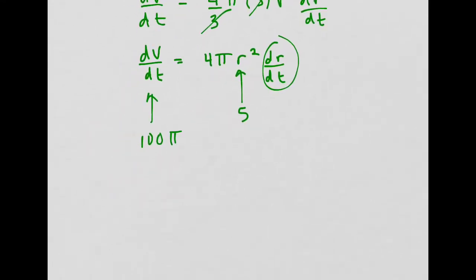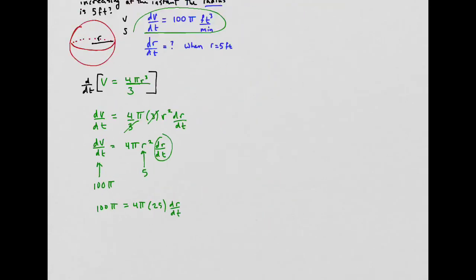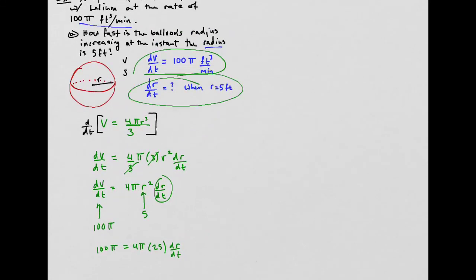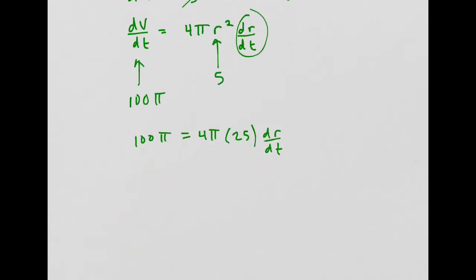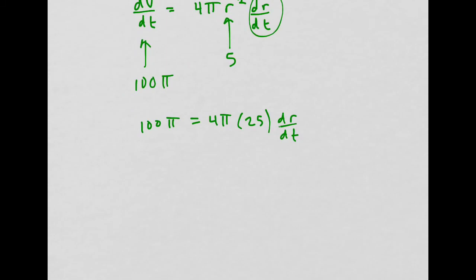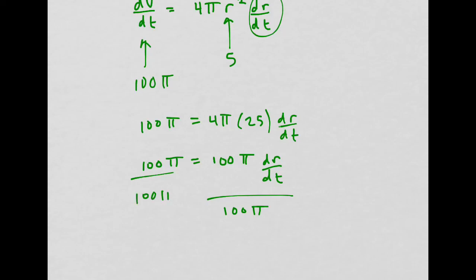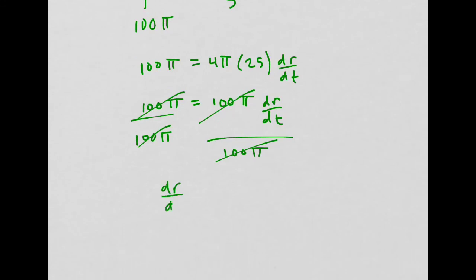So I'm going to plug everything in. This video is getting too long. And that equals 4 pi times 25 dr/dt. How do I know I was going to solve for dr/dt? Well, that's what that part is telling me. Okay, and what is that? Divide both sides by 100 pi. And what do we get? dr/dt equals 1. And then we have to come up with units.